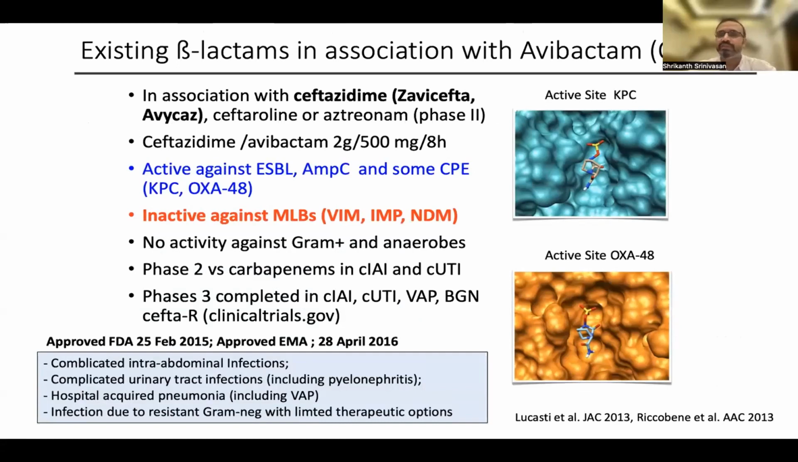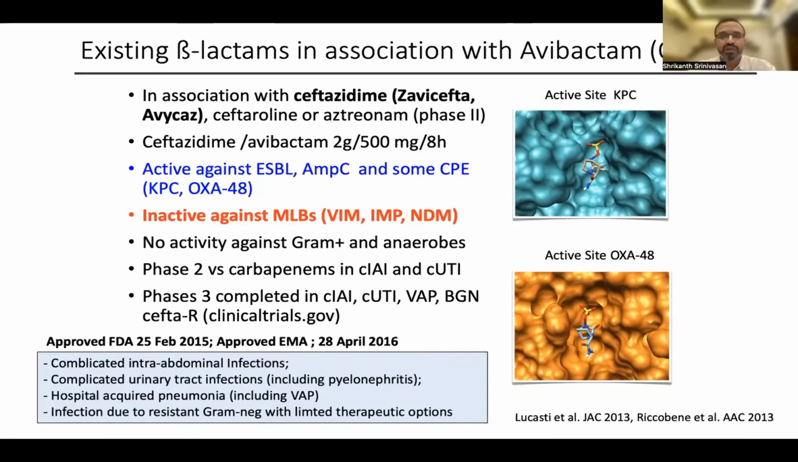So ceftazidime avibactam or Zavicefta is 2 grams of ceftazidime and 500 milligrams of avibactam, and is given 8 hourly. It's active against ESBL, AmpC, some carbapenemase producing Enterobacteriaceae also, KPC and OXA. But the problem is it is not active against metallo-beta-lactamases, that is class B. So NDM strains, which are predominant in India, VIM, IMP, these will not work with ceftazidime avibactam, or any combination with avibactam. It does not have any activity against gram-positives or anaerobes.